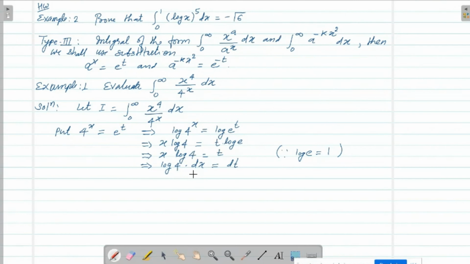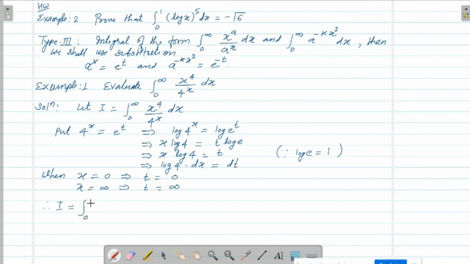Now whenever you use substitution, just change the limit. When x equals 0, the lower limit, then t equals 0. And when x equals infinity, then t is also infinity. So your substitution does not affect your limit. So therefore we will have I equal to the integration of limit 0 to infinity.